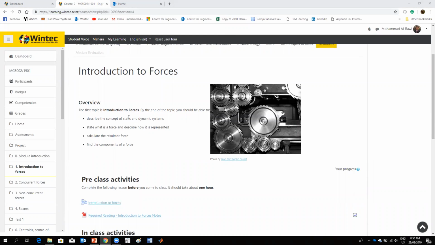The first topic is Introduction to Forces. We learn how to describe the concept of static and dynamic systems. We'll discuss in more detail very soon. State what force is and describe how it's represented by arrows. Force is trying to give motion to a body. We need to specify it with a magnitude and direction. And we learn how to calculate the resultant force and find the components of a force.